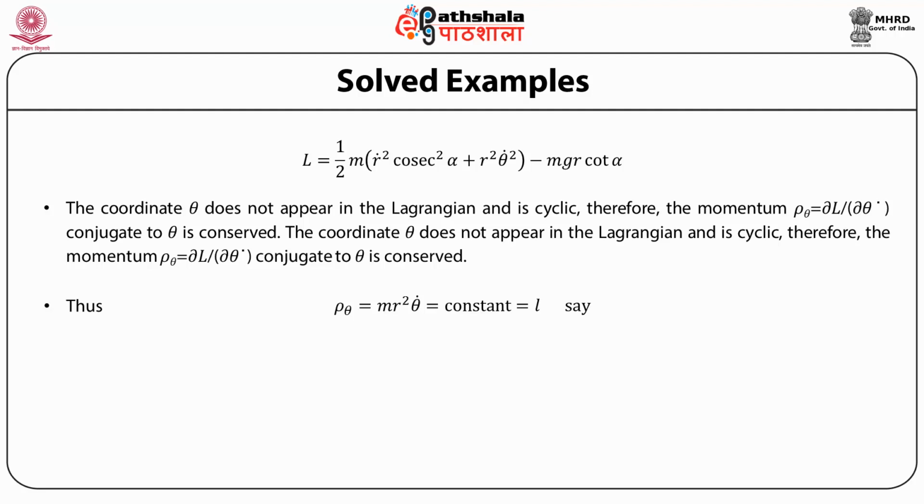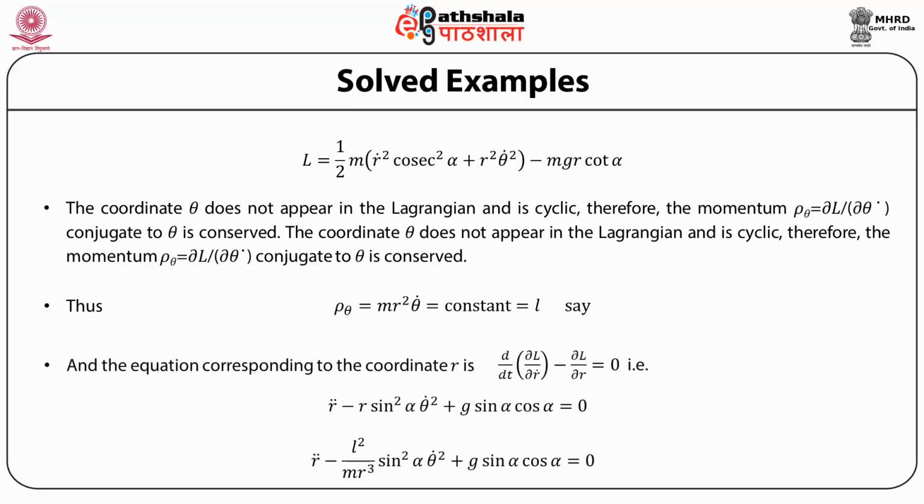Let's call it L. Therefore, the equation corresponding to the coordinate r is d/dt of dL by dr dot minus dL by dr equal to 0, which becomes r double dot minus r sine square alpha theta dot square plus g sine alpha cos alpha equal to 0, and we get the equation to be r double dot, that is d2r by dt square, minus L square by m r cube sine square alpha plus g sine alpha cos alpha equal to 0.